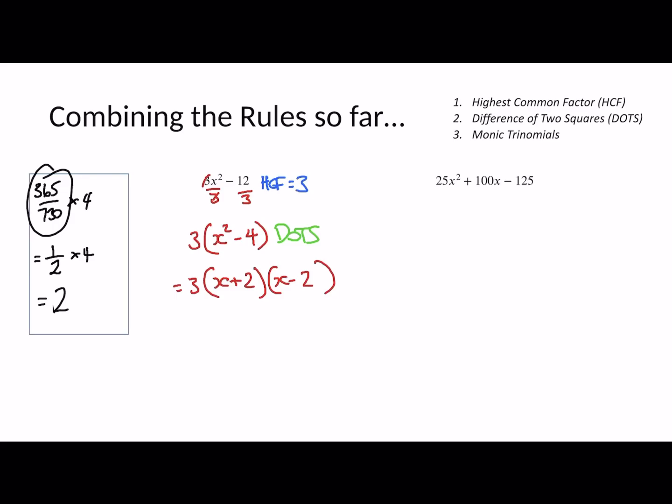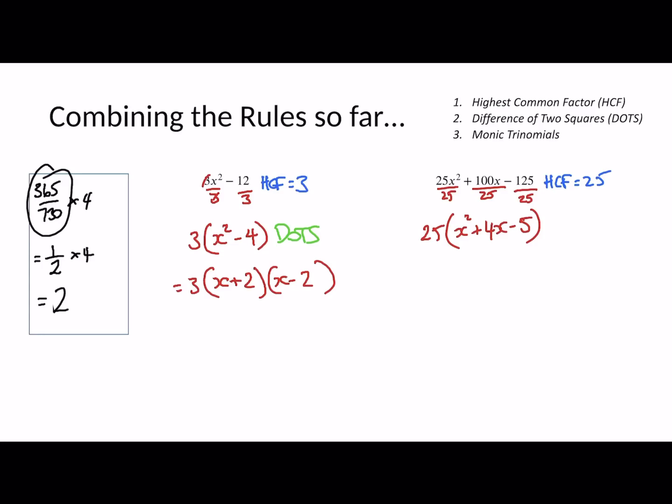All right. The second one, 25x squared plus 100x minus 125. Now, straight away, trinomial, but it's not monic. But 25 goes into all 3 things. So, let's pull a common factor out, 25. What's left? 25 divided by 25 is x squared. Plus 100 divided by 25 is 4x. Minus 125 divided by 25 is 5.